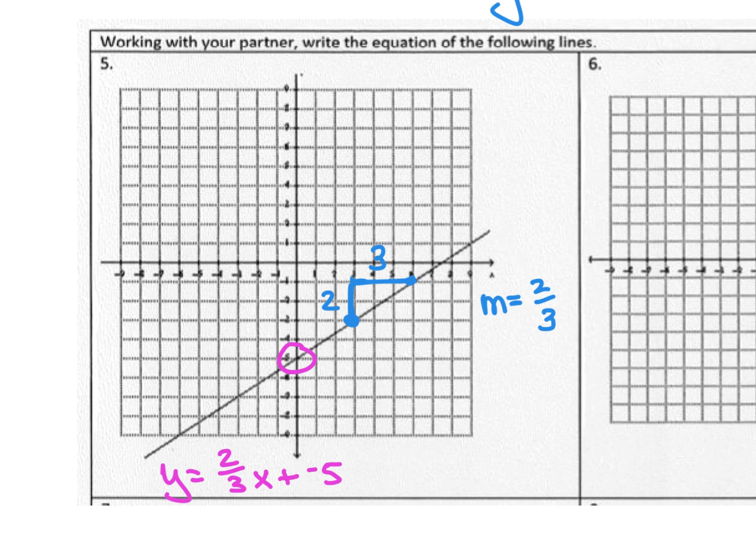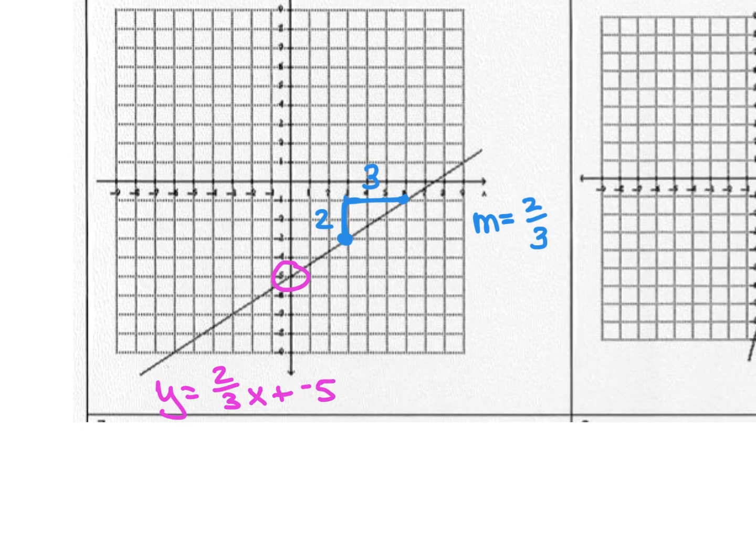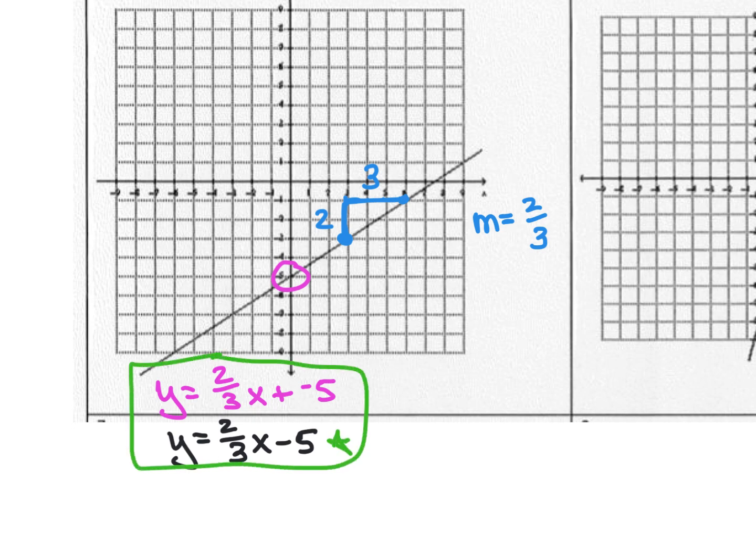But notice, again, mathematicians really do like to write this equation as y equals 2 over 3x minus 5. Both of these equations are correct. The one on the bottom is how you're going to see it normally, how mathematicians write it. But the one on the top is how we're going to do our homework for today. Both of these are correct. Just make sure you understand that plus a negative is the same as a minus.